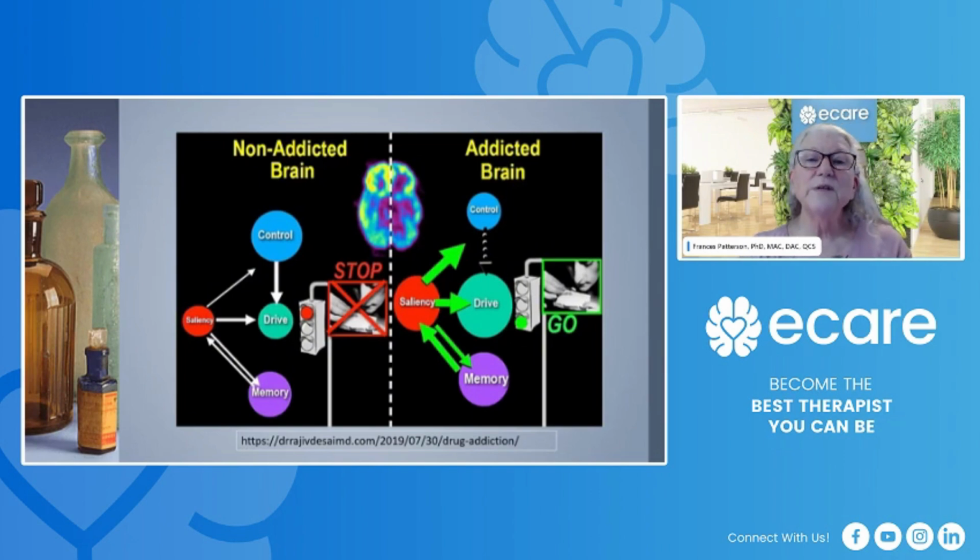On the addicted brain, you see the impact of that triggering event, the saliency. And you see the drive is magnified and the memory is much stronger. And there's very little control. The control is a lot smaller. So this is what we're talking about, how addiction changes the brain from the non-addicted brain to the addicted brain.